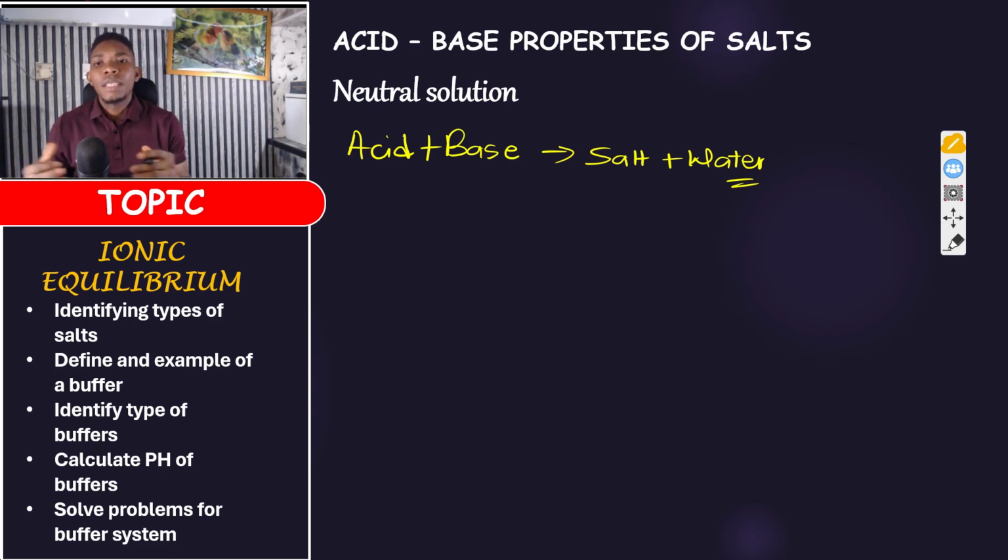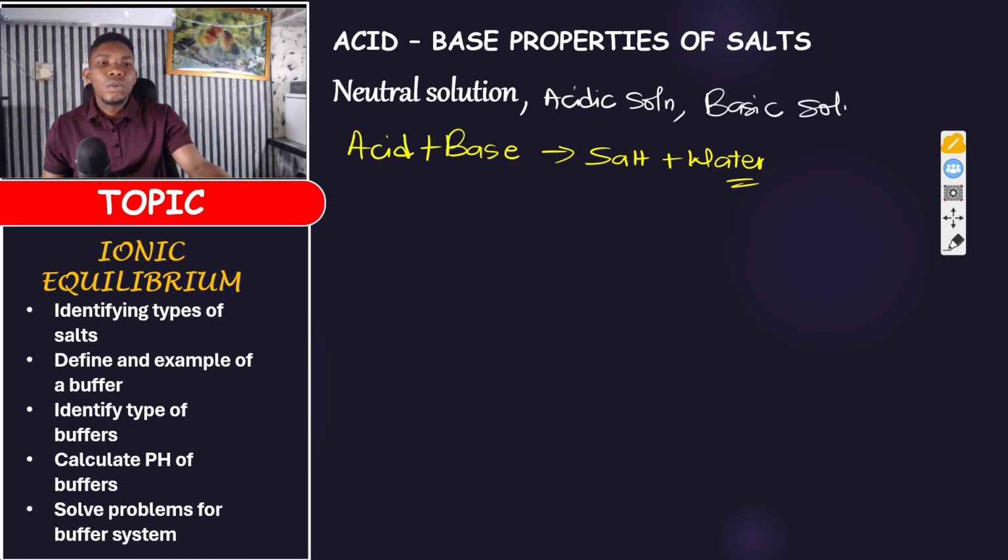Now, we have different types of solution. Let's take that down. We have different types of what? Solution. The first type of solution we are going to look at is the neutral solution. Another type of solution is called the acidic solution, and then we have another one which is called basic solution. So these are the three types of solution.